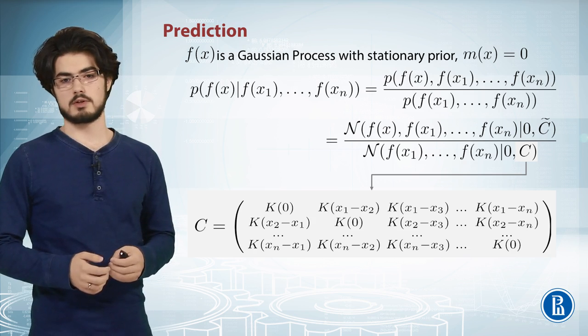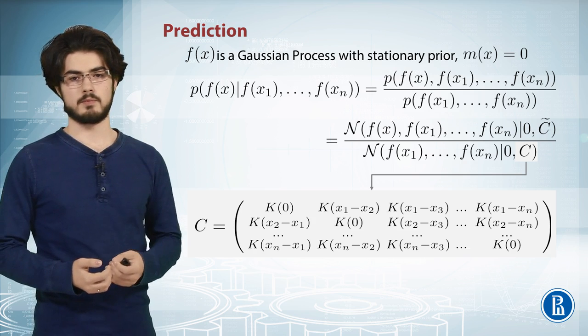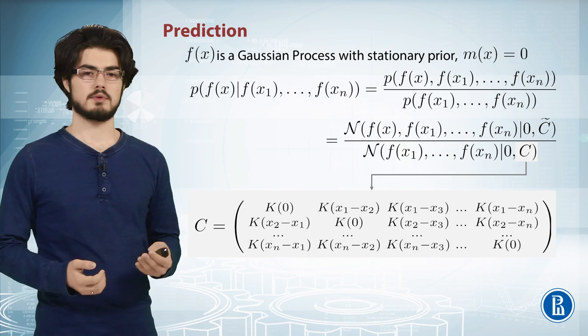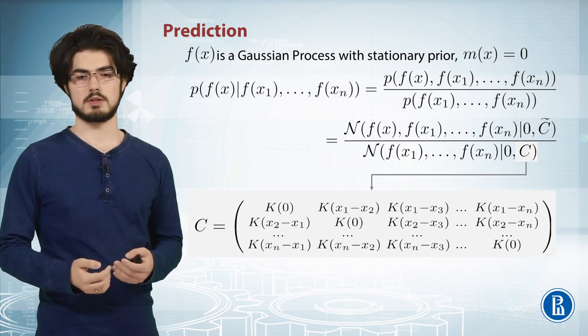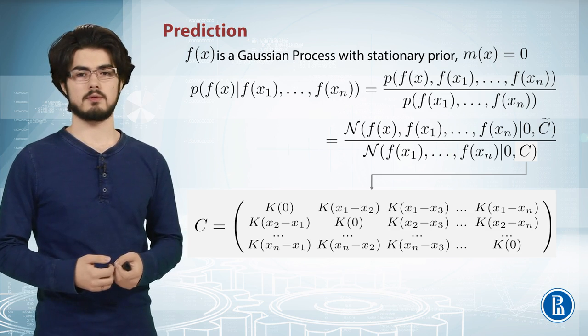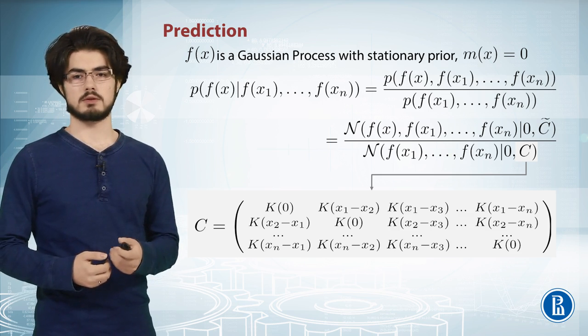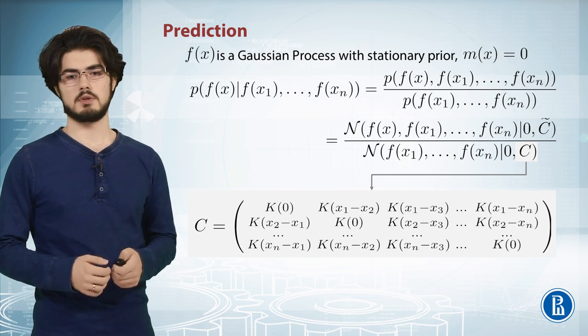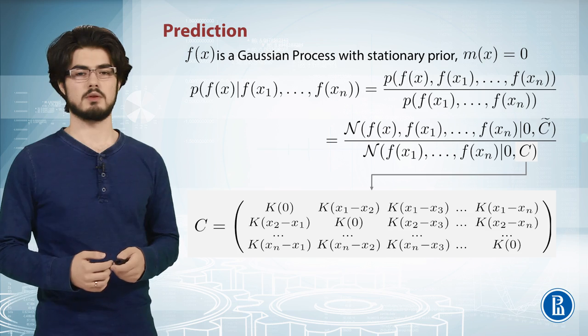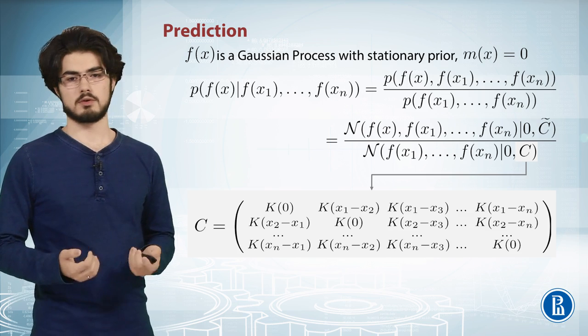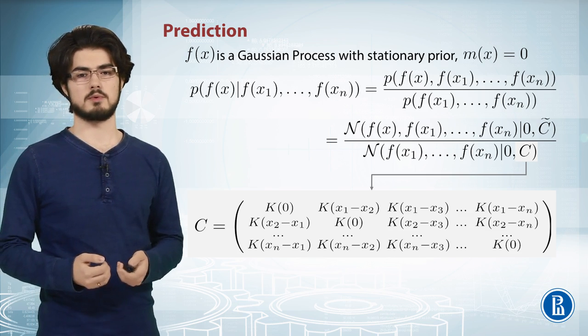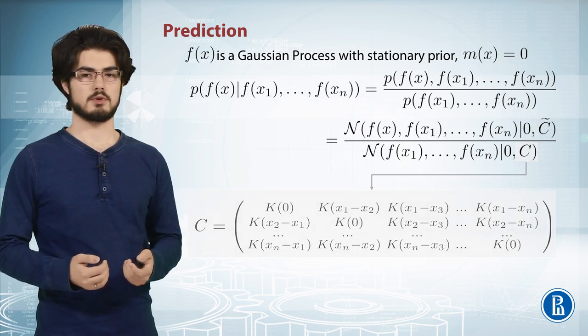So the covariance matrix C would have the following form. On the diagonal we'll have k of 0, this is the variance of the random process, and on the off-diagonal elements we'll have the covariance of the kernel function, actually of the difference between the two corresponding points.